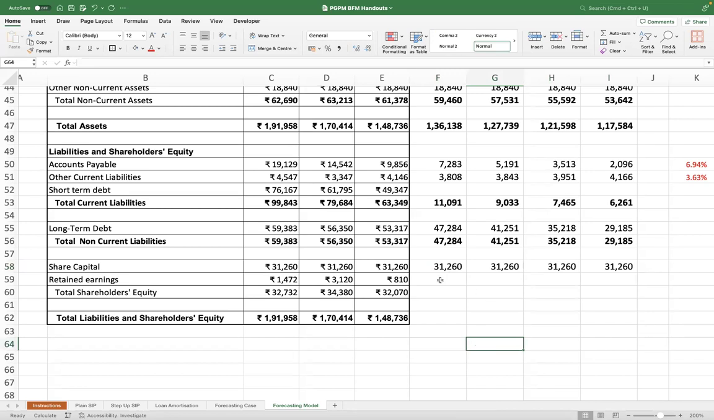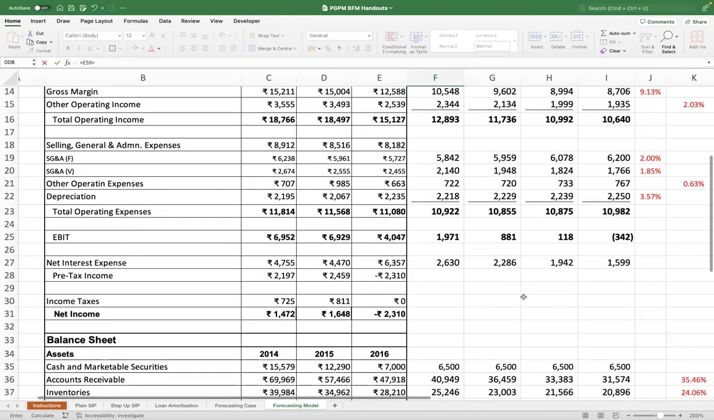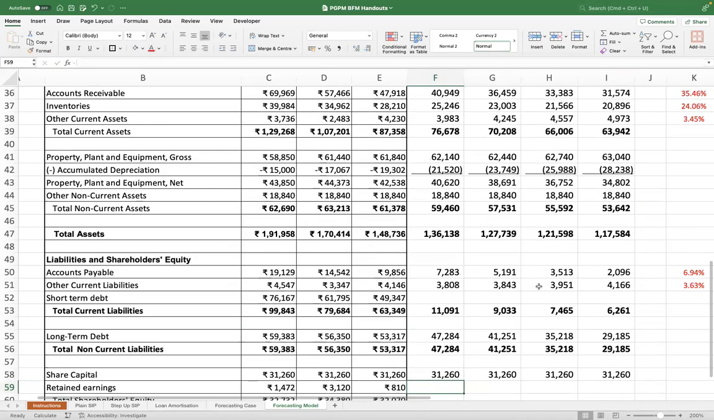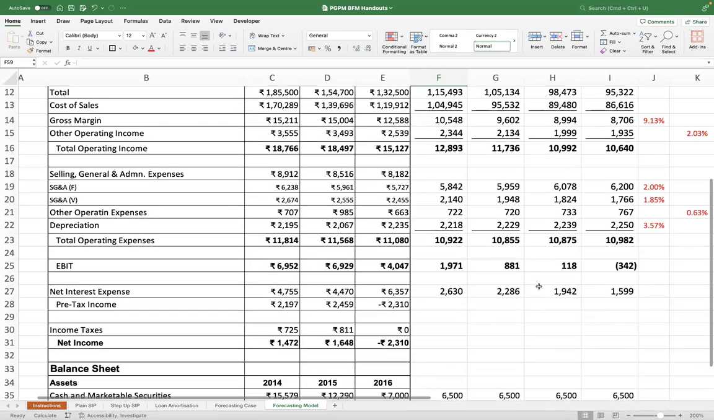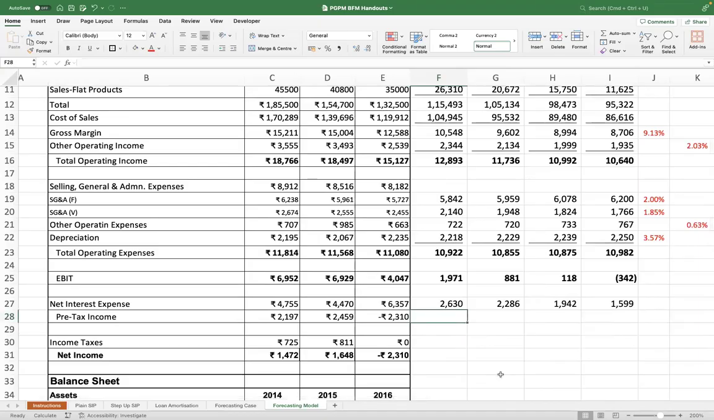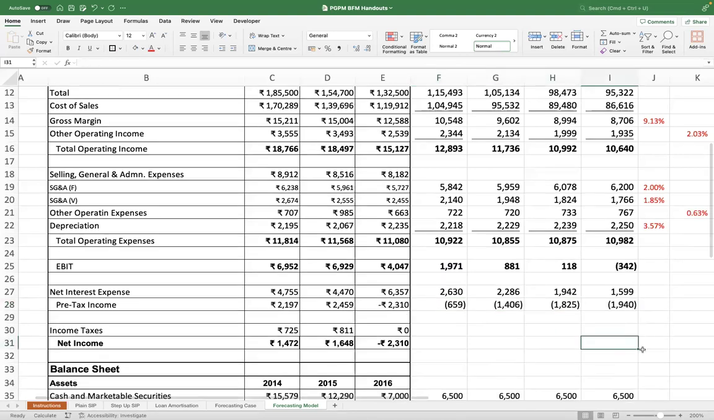What will happen, Samiksha? What will I do to retained earnings? Brilliant. Very good. So you take the retained earnings of last year and add the net profit. But we have not reached net profit yet, which means I need to go back to my P&L and find out my pre-tax income. What will be my pre-tax income? EBIT minus the net interest expense. This is my pre-tax income.